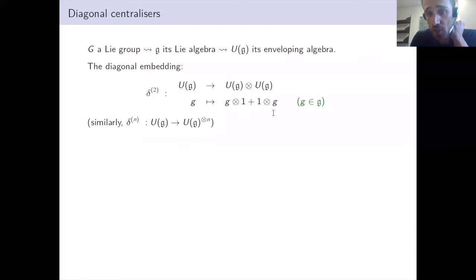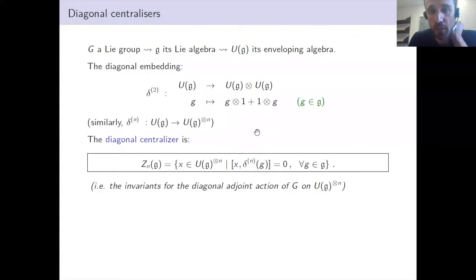So the centralizer, the diagonal centralizer, is going to be the set of elements commuting with the diagonal embedding. You see, this is a bit more abstract for now, but I hope it's okay. Now I'm working inside this big algebra, the tensor product of the universal enveloping algebra. And I'm looking at elements X which commute with all possible images of G through the diagonal embedding. So formally, this is expressed by this definition. Another way of saying it, mathematically equivalent, is to say that the diagonal centralizer consists of invariants inside the tensor product for the diagonal adjoint action of the group G.